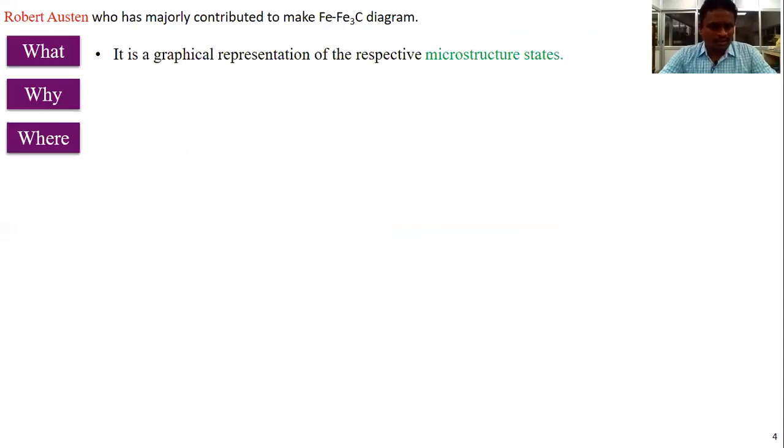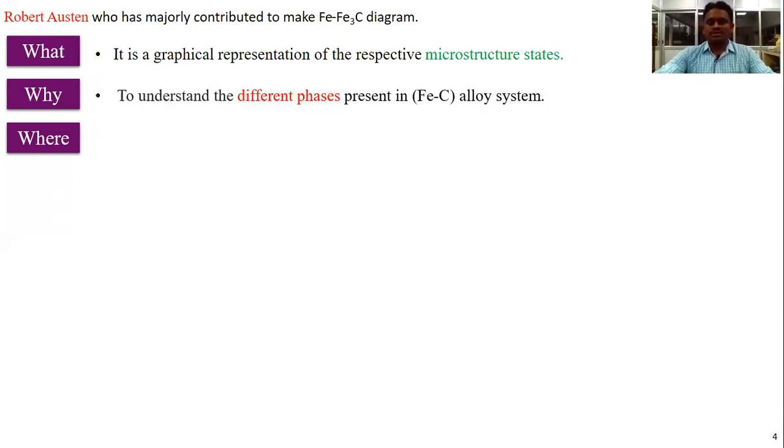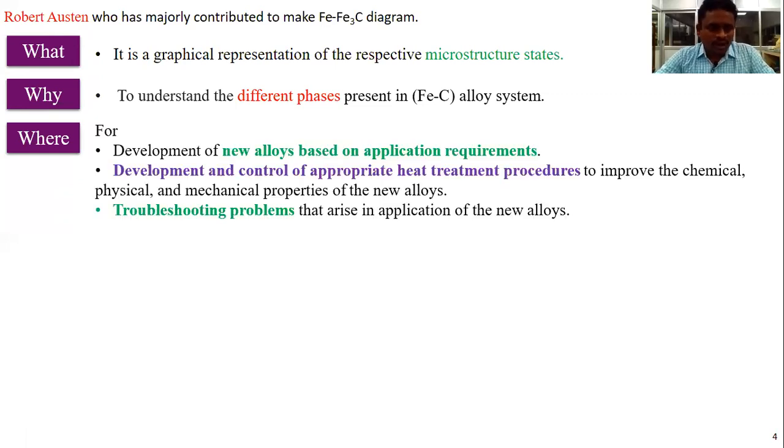Before studying this iron carbide equilibrium diagram, we need to understand why, what, and where we can apply this iron carbide diagram. The iron carbide diagram is a graphical representation of different microstructural states with respect to temperature and carbon percentage. It is mainly to understand the different phases present in the iron and carbon alloy system. The application is that one can develop new alloys based on application requirements, and modify those new alloys by changing various chemical, physical, and mechanical properties.